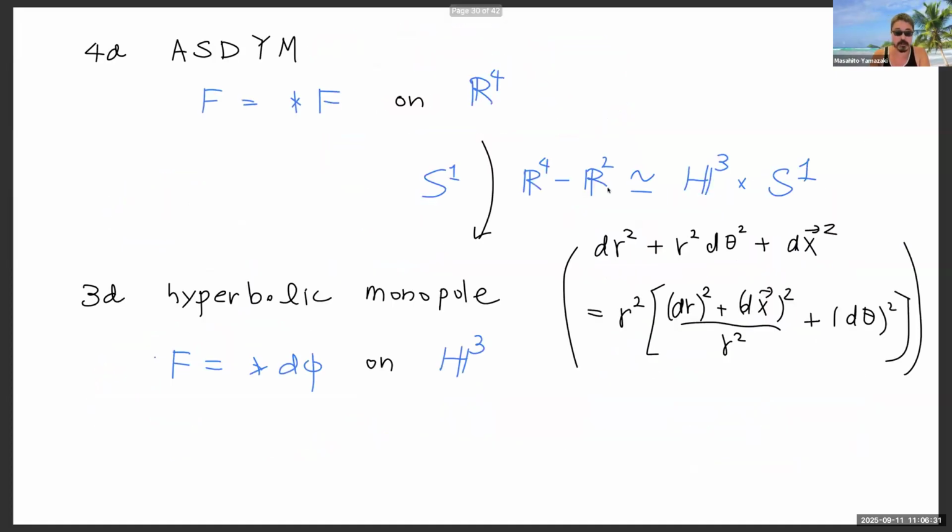Now, first, we start with the hyperbolic monopole. It's the equation F equals star d phi on H3. And it turns out you can obtain this from a more familiar equation, which is the 4-dimensional self-dual Yang-Mills equation on R4. The reason is that R4, if you remove an R2, is conformally equivalent to H3 times S1.